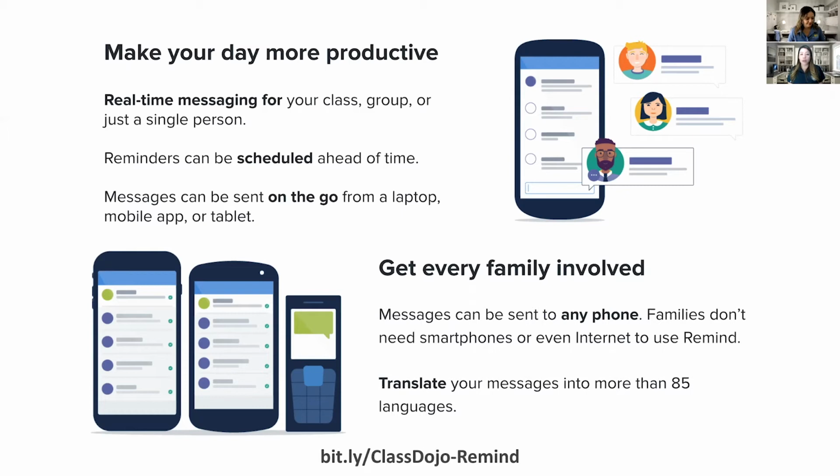If they're using a flip phone or a government phone, they can still receive Remind text messages. So the messages can be sent, when you send them out, they can be received as either an SMS message, a text message, or they can be received through the app. The messages can also be translated into more than 85 languages.